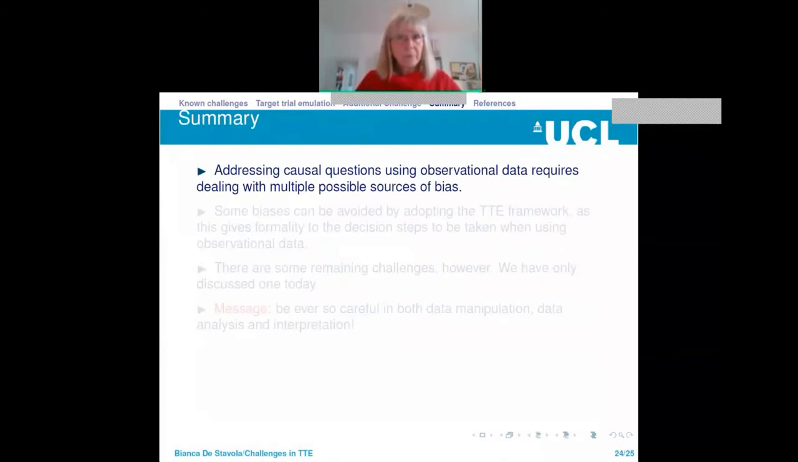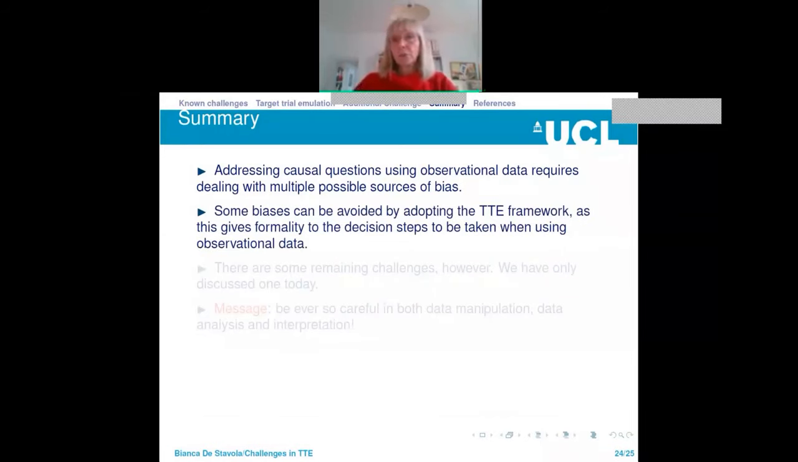So in summary, addressing causal questions using observational data requires dealing with multiple possible sources of bias. Some biases can be avoided by adopting the target trial emulation framework, because it gives formality in the decision step of when you manipulate the data, especially. And obviously the analysis step is something we know already how to deal with. I thought it's something with which we are more familiar. I think the importance of target trial emulation is that it makes you think how to translate a question expressed in words into a data set that allows you to address those questions formally using and selecting the appropriate target of estimation.